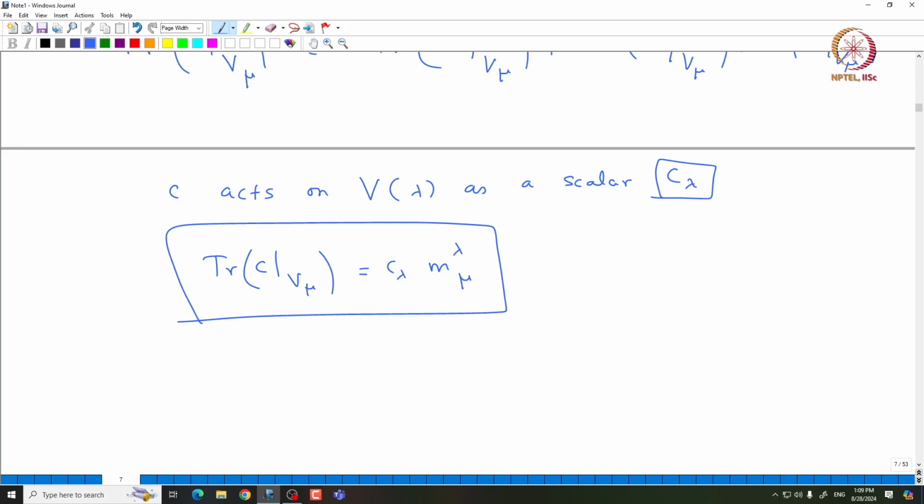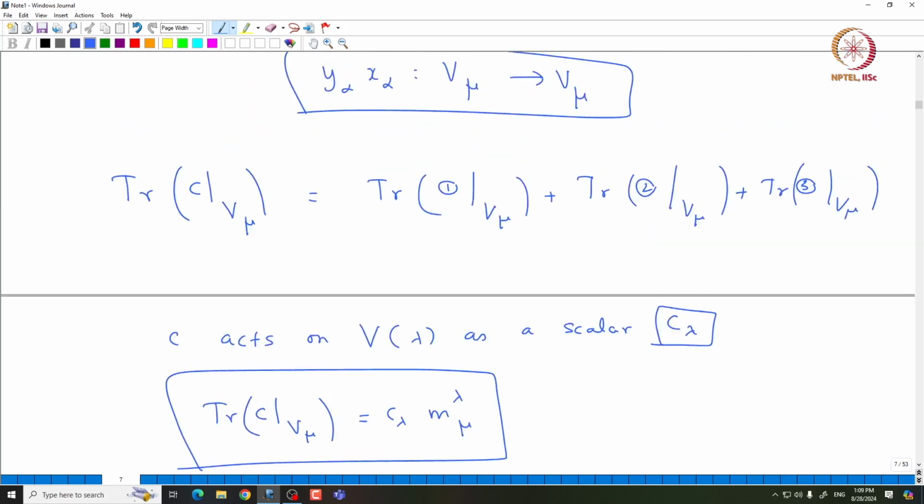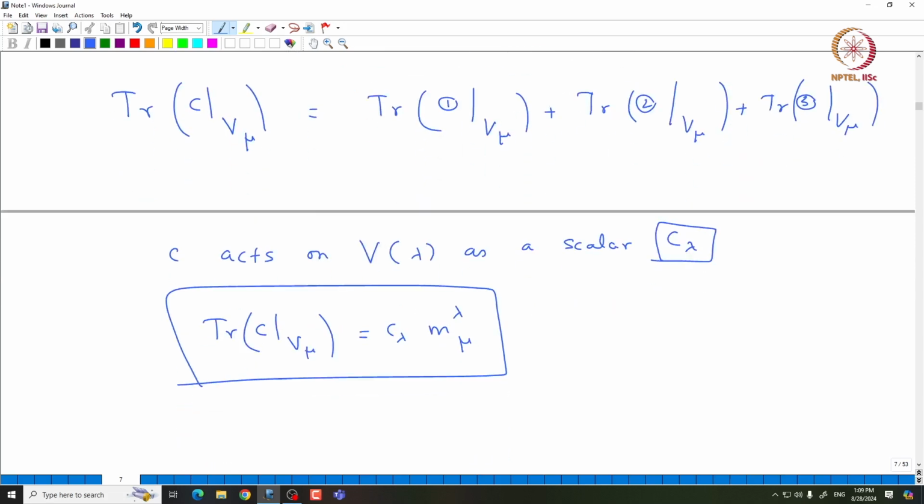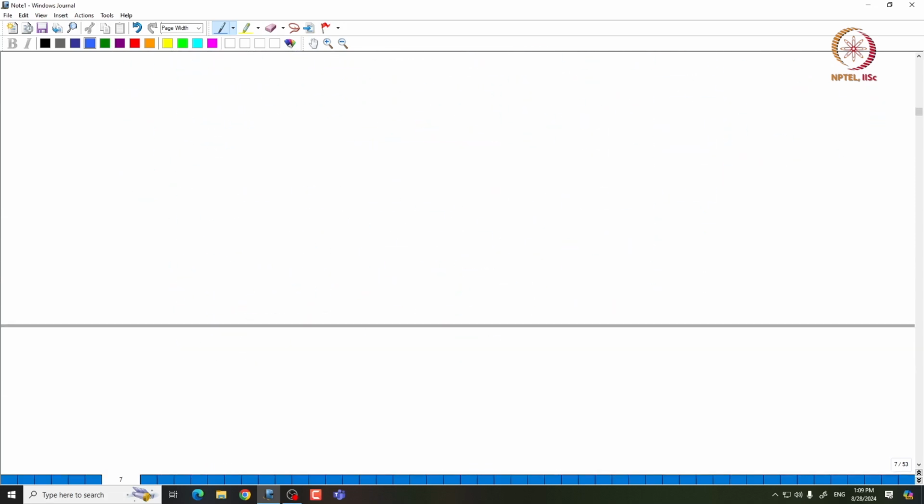Since it is scalar times identity, the trace on V mu is going to be the dimension of that weight space times C lambda. So, that is obvious. Now we are going to calculate what happens to the first, second and third summands acting on V mu. That is not that hard. Let us first do it for the first one.